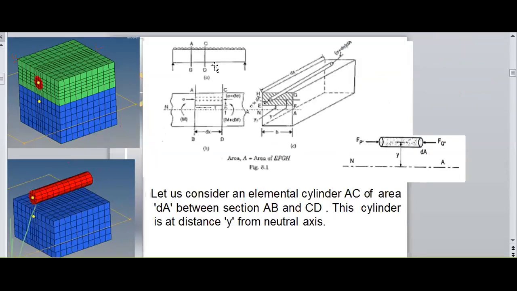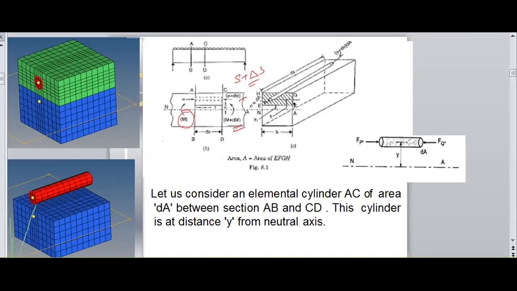So this diagram is showing a simply supported beam with a UDL applied on it. The cross section is AB, and CD is another cross section. At the AB section, the bending moment is M and the shear force is S. And at the CD cross section, the bending moment is M plus dM and the shear force is S plus delta S.